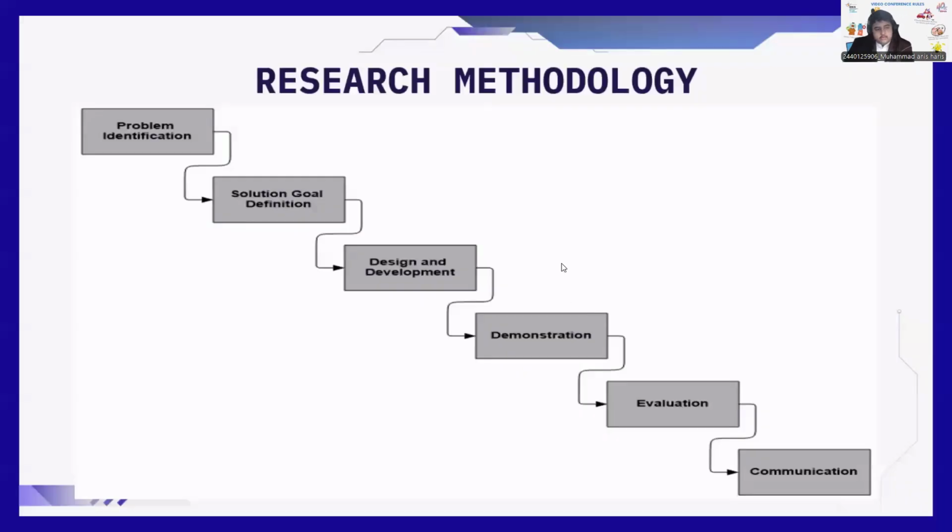Of course, before implementing the system, we should follow the research methodology. First is problem identification, which is that we have unauthorized access and an unsafe work environment. Number 2 is the solution goal, which is the one that we showed before. Number 3 is design, development, demonstration, evaluation, and communication.